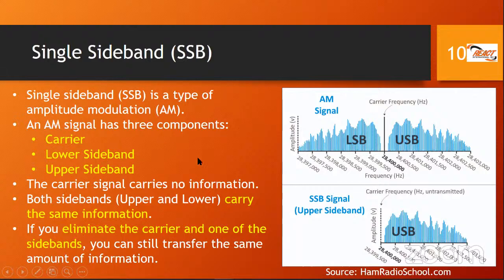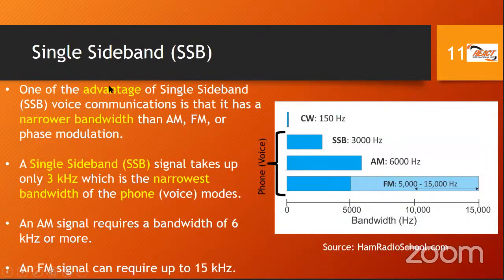So a little more information on single sideband. One of the advantages of single sideband is that it has a narrower bandwidth than AM, FM, or PM, or phase modulation. And that is actually an exam question. And this diagram on the right-hand side should look very familiar to those of us who have taken the technician classes. It's the same diagram that showed the comparison between the various modes. We have CW inside of there as well. It shows you how much bandwidth the different types of modes occupy.